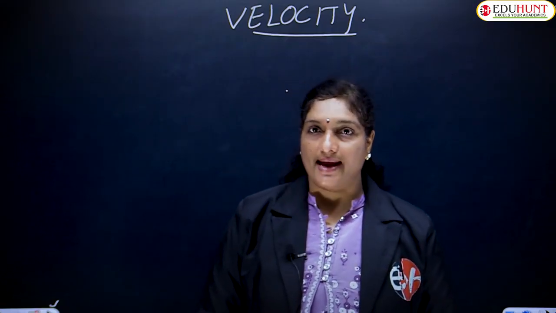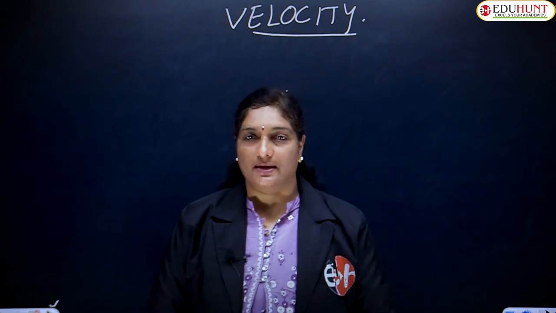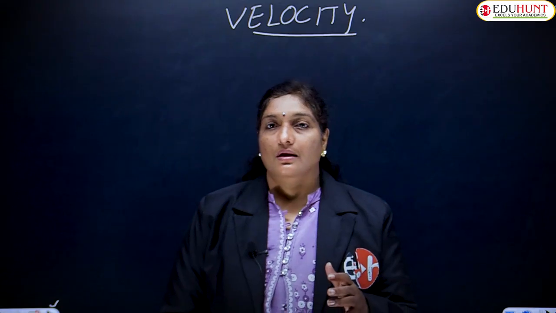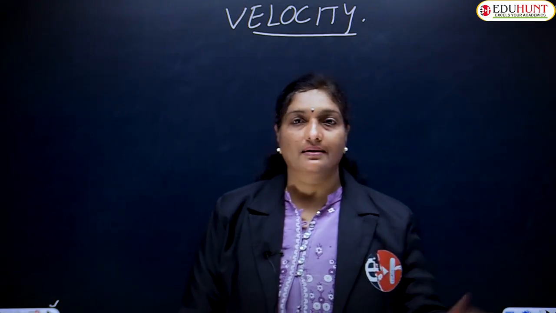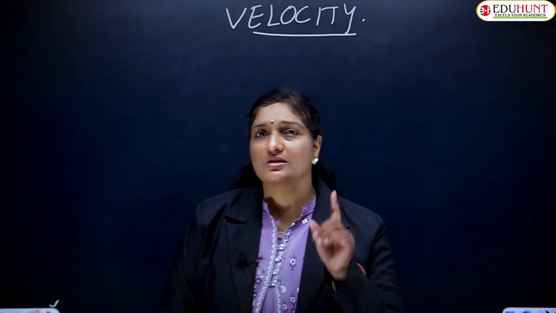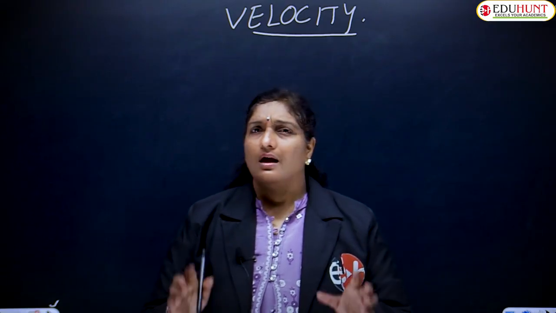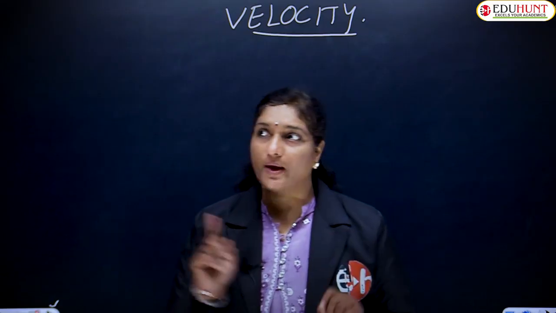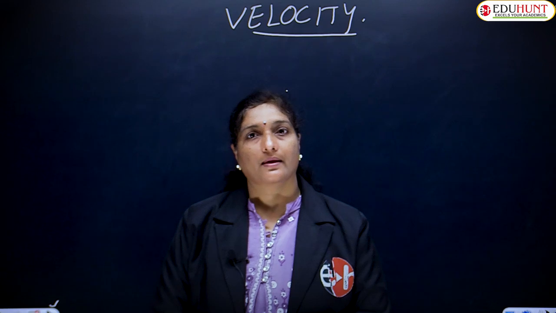Suppose someone says that the speed of the car is 10 meters per second, then we can easily understand that the car covers a distance of 10 meters in 1 second. But still, a question arises in your mind: in what direction is the car moving? Is it towards east, west, north, south, uphill or downhill?